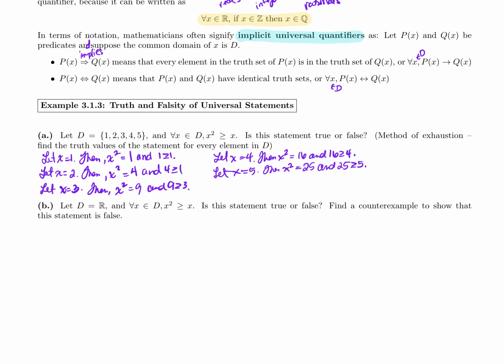So is this true for every element in D? And the answer is yes. We did not find a single counterexample. So we would say, therefore, the statement is true. For all x in our domain, x squared is indeed greater than or equal to x.